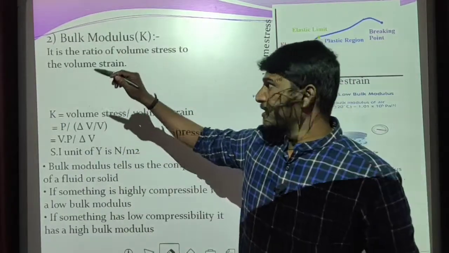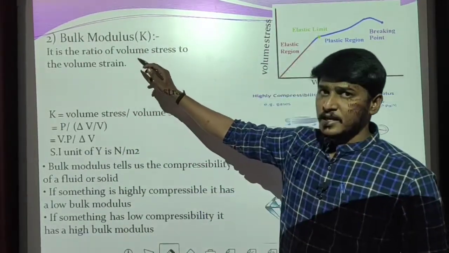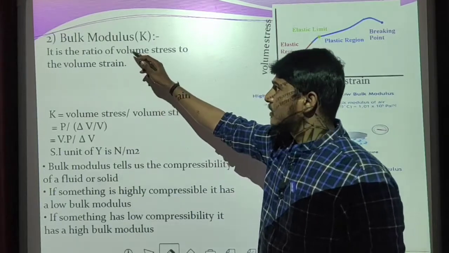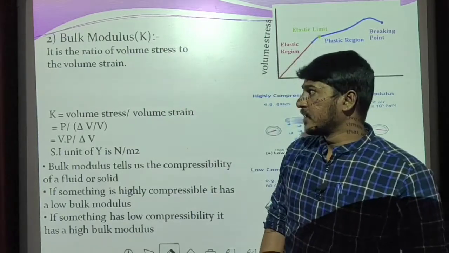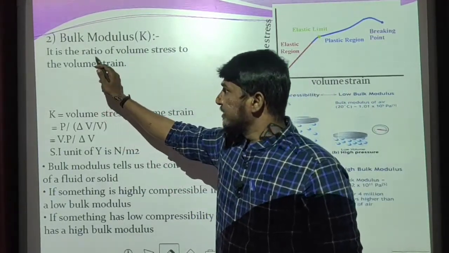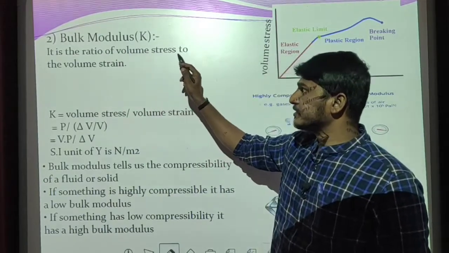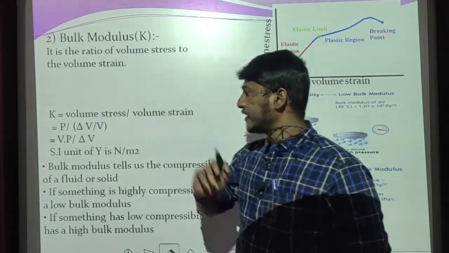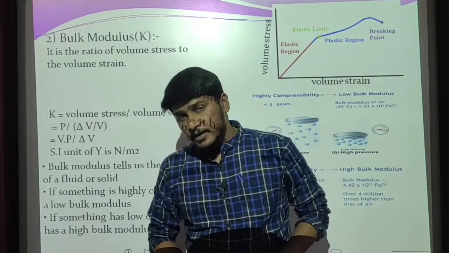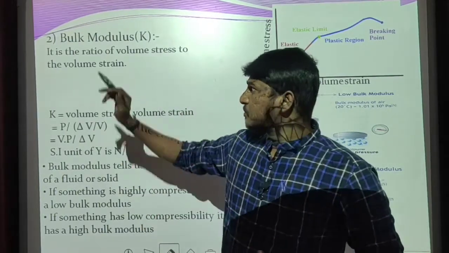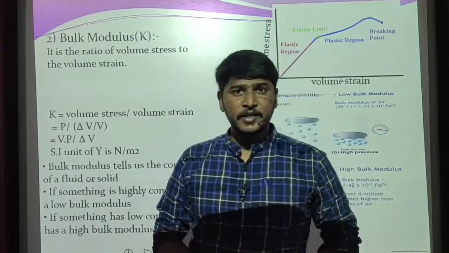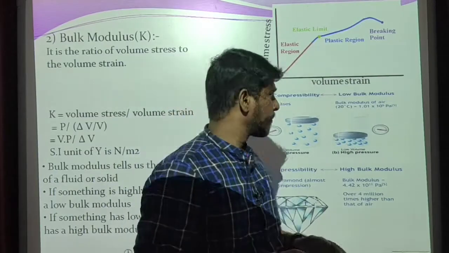Here the second type is bulk modulus, and we represent bulk modulus by K, and it is defined as the ratio of volume stress to the volume strain. Okay. Now let us try to explain bulk modulus by taking one example.